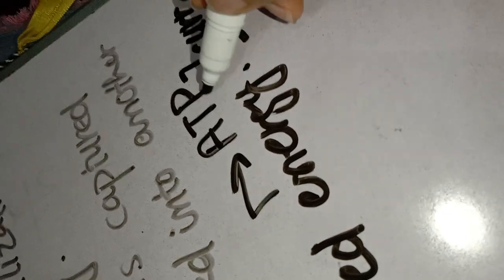The currency of energy is known as ATP, and this is the most common MCQ that we get in the PMC. The full form of ATP is adenosine triphosphate. We will discuss this later in a separate video. Now the question arises: from where are we getting ATP?